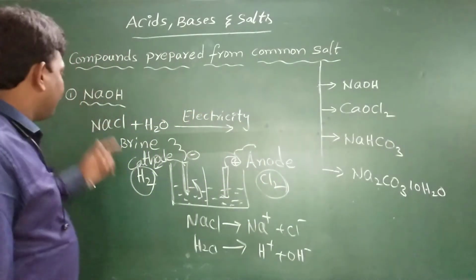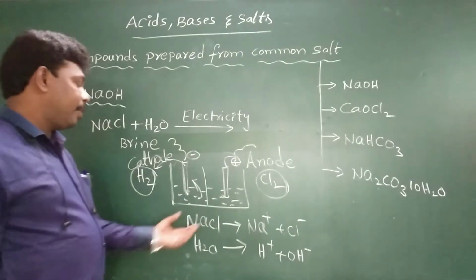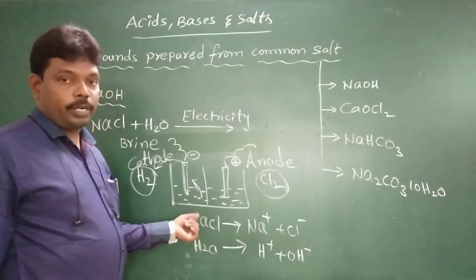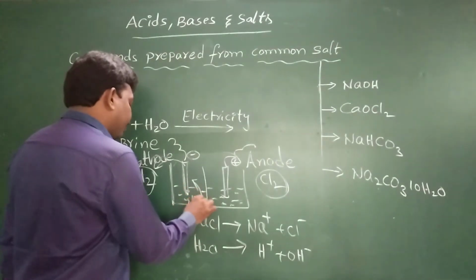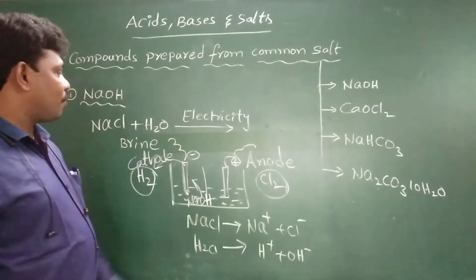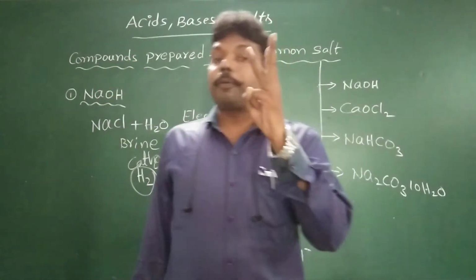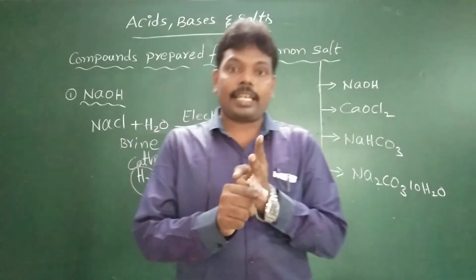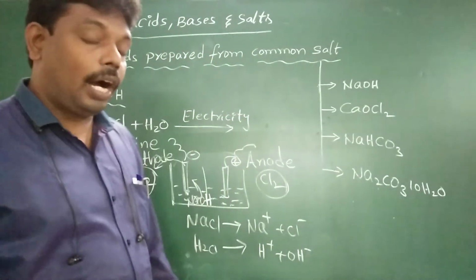But our purpose is the preparation of sodium hydroxide. Now what happened at the bottom? The bottom is also near the cathode. Which one is formed? NaOH, sodium hydroxide. So the electrolysis of brine solution gives three products. One is sodium hydroxide, second is hydrogen gas at the cathode, and third is chlorine gas at the anode. That you have to remember.